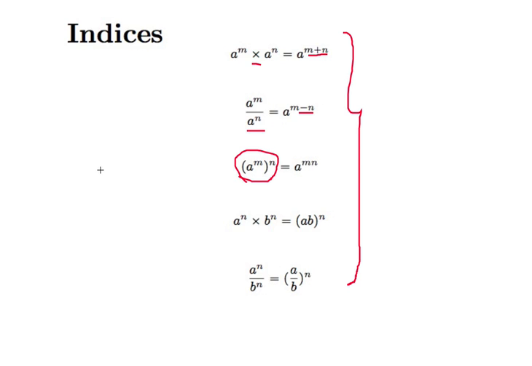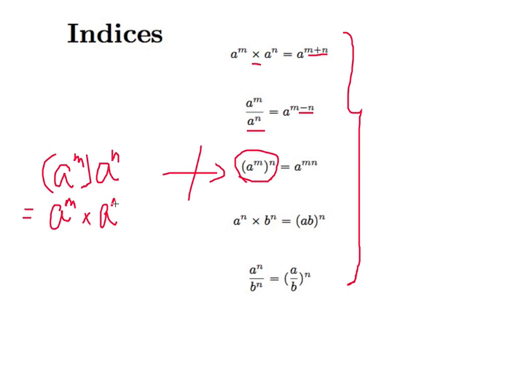But don't get confused when it's like that: a to the power of m and a to the power of n, or even like that. They're not the same. This one is essentially just a to the power m multiplied by a to the power n, which is what we have in the first rule, m plus n. This is very important because a lot of students always get confused.